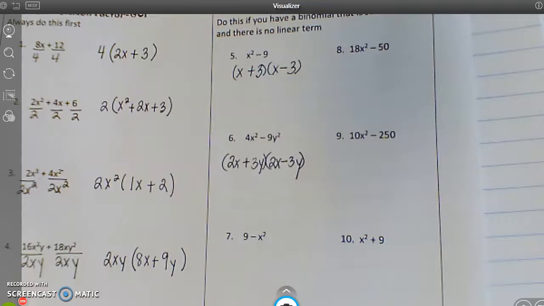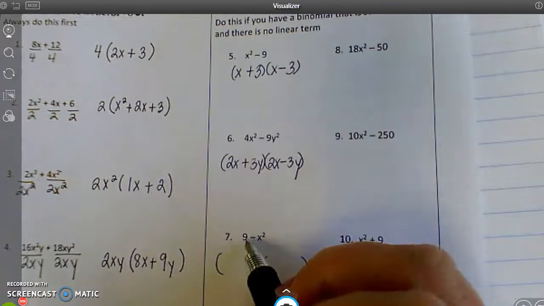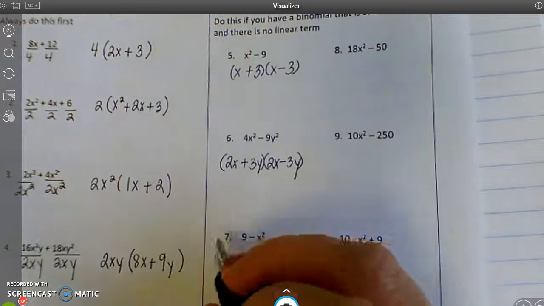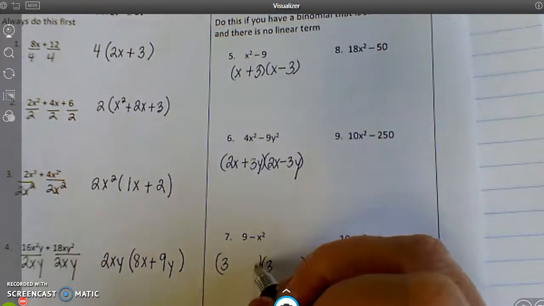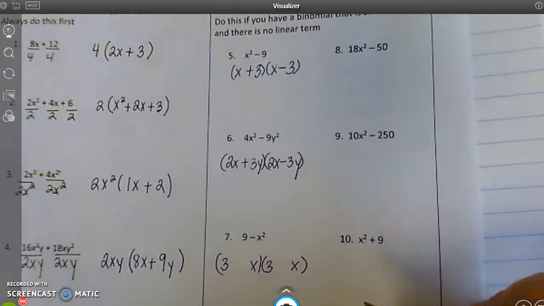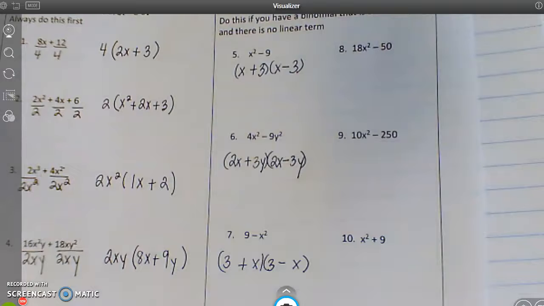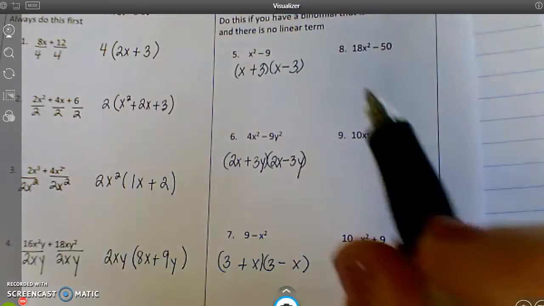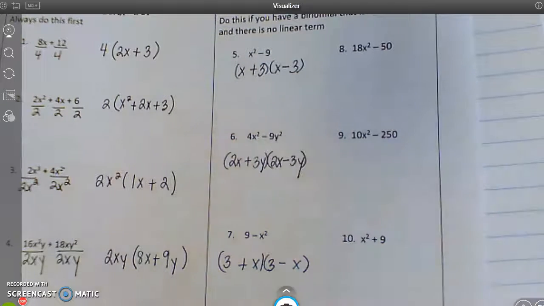Seven is the same, it's just backwards. It's okay for it to be backwards. We're still going to write parentheses. What times what is 9? 3. What times what is x squared? X. One's a plus and one's a minus. Every time. And again, that only occurs if it's a difference of two squares. Up here it says there's no linear term. That means there's not a third term in the middle of it. Okay, there can only be two things.